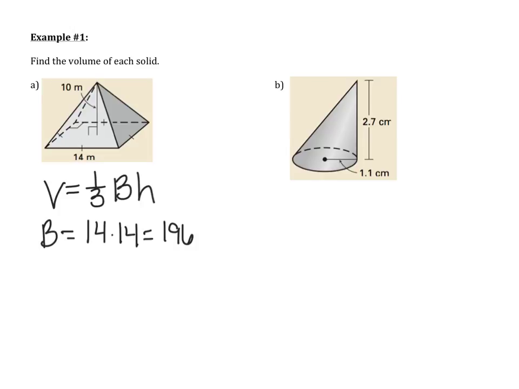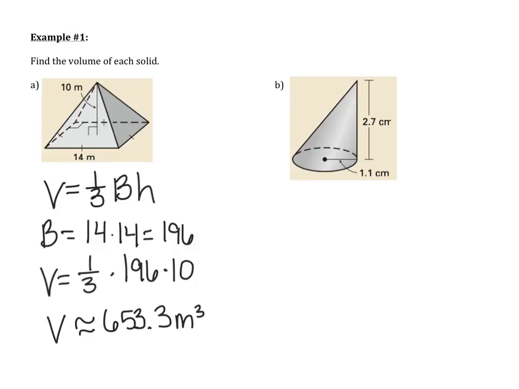So again, the height is 10, so we're going to do volume is equal to, again, we're going to do the 1/3 last by dividing by 3. So 1/3 times 196 times the height of 10. So I'm going to take the 196 times 10, take that answer, and divide by 3 to get about 653.3. And since we were given the label meters, it'd be cubic meters as my answer.